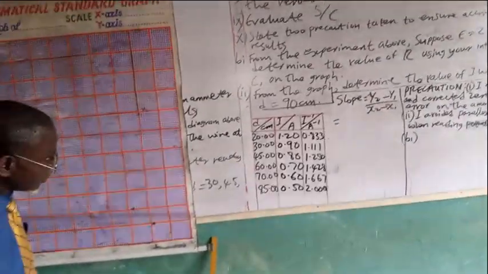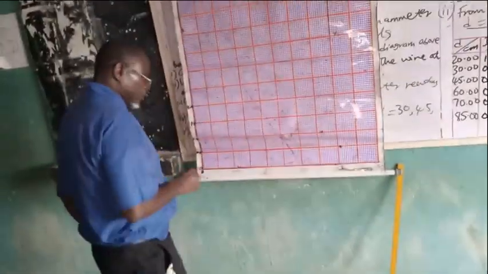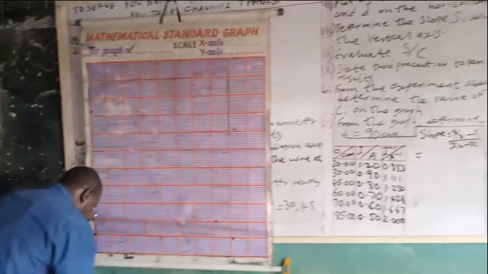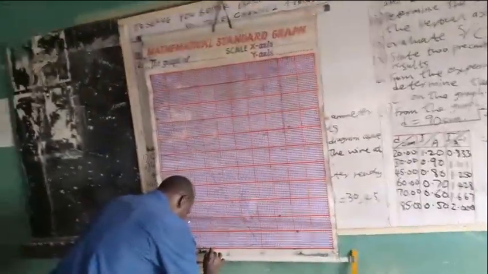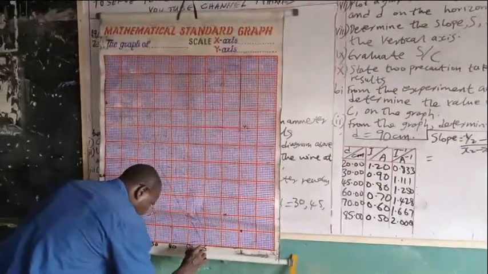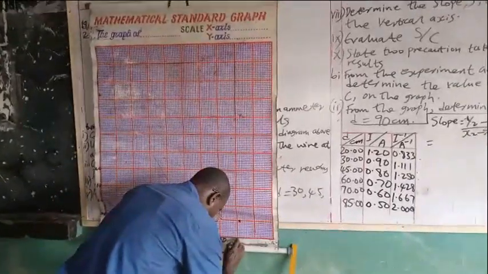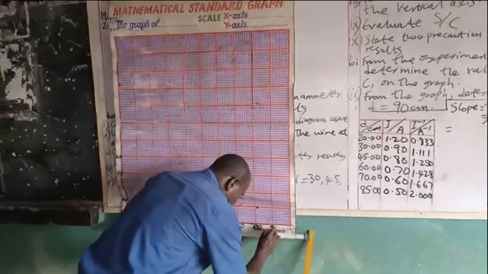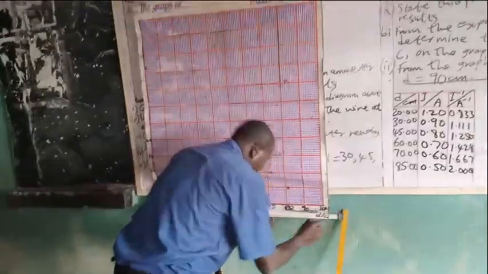On the horizontal axis, minimum value is 20, maximum value is 85. So 10 small squares is equal to 10 units: 30, 40, 50, 60, 70, 80, 90, 100. D in centimeters, I inverse.